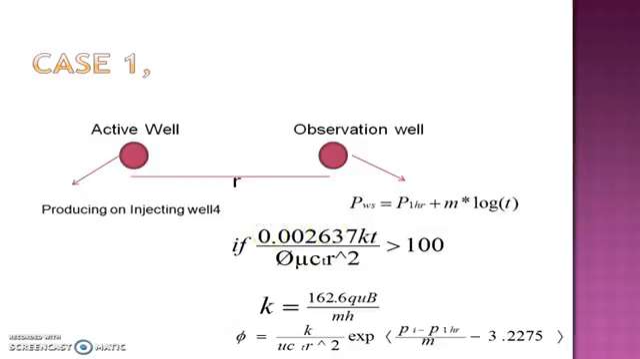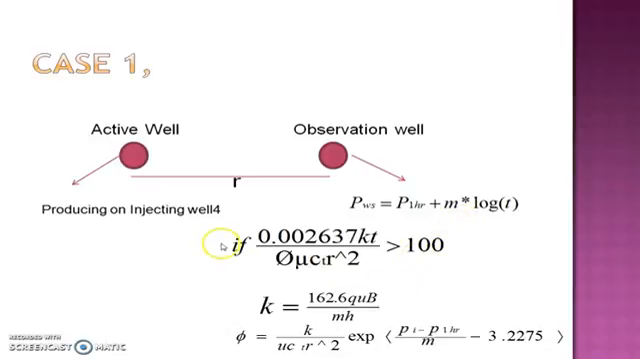to pressure at 1 hour plus m, the slope, times log time t. We can use this relation only if the combination 0.002637 times permeability times t over porosity times viscosity times total compressibility times r squared is greater than 100. Then we are able to use this relation.